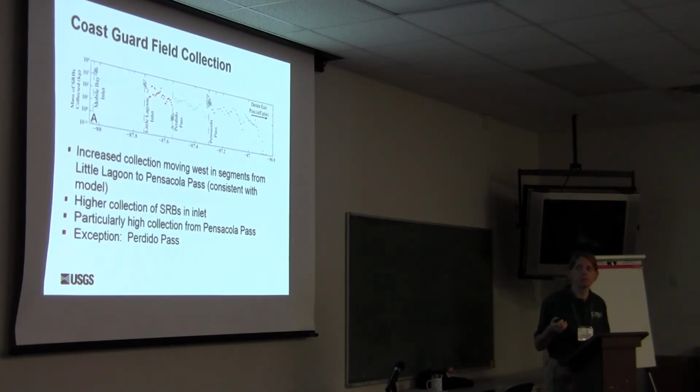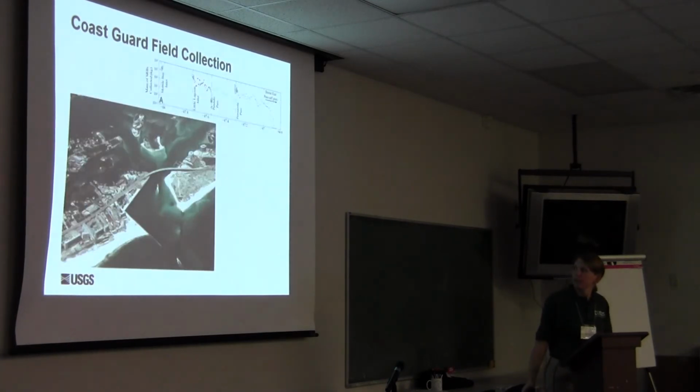So like I said, the dominant direction of longshore transport is to the west here. You can also see the triangles are around collection points that were in inlets. And you can see that, like the model predicted, you get increased collection, particularly at Pensacola Pass, which, like I said, was an area that had these persistent convergences. Little Lagoon, Mobile Bay. Oops, Perdido Pass didn't match. That really bugged us for a while because that was inconsistent. Something was wrong. But what's going on there is that Perdido Pass has two jetties that extend out from the front.